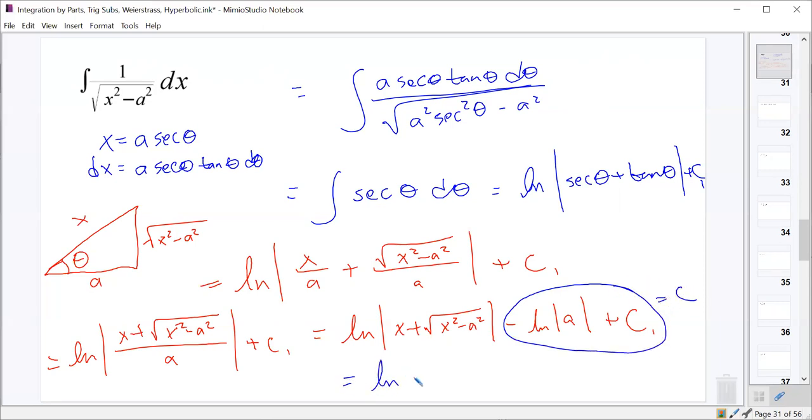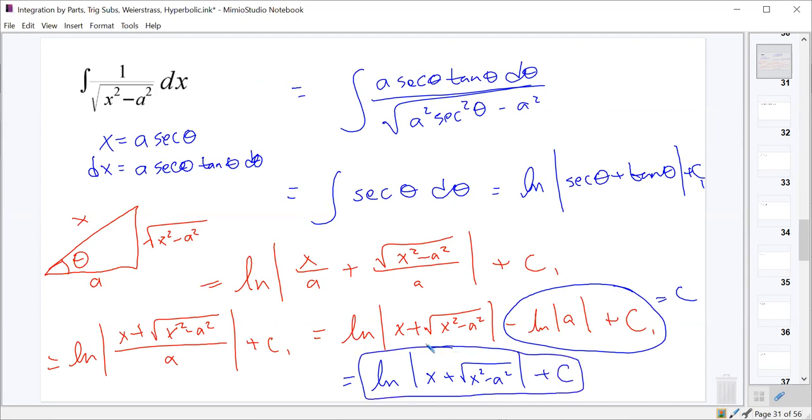So it's entirely possible that an answer on the AP test might look more like this rather than this. And so just be cognizant of the fact that if those have the same denominator, you can put them together in one fraction, separate the logs, and that natural log a, that's a constant, can just be thrown in with the other constant to be some other constant. Does that make sense?